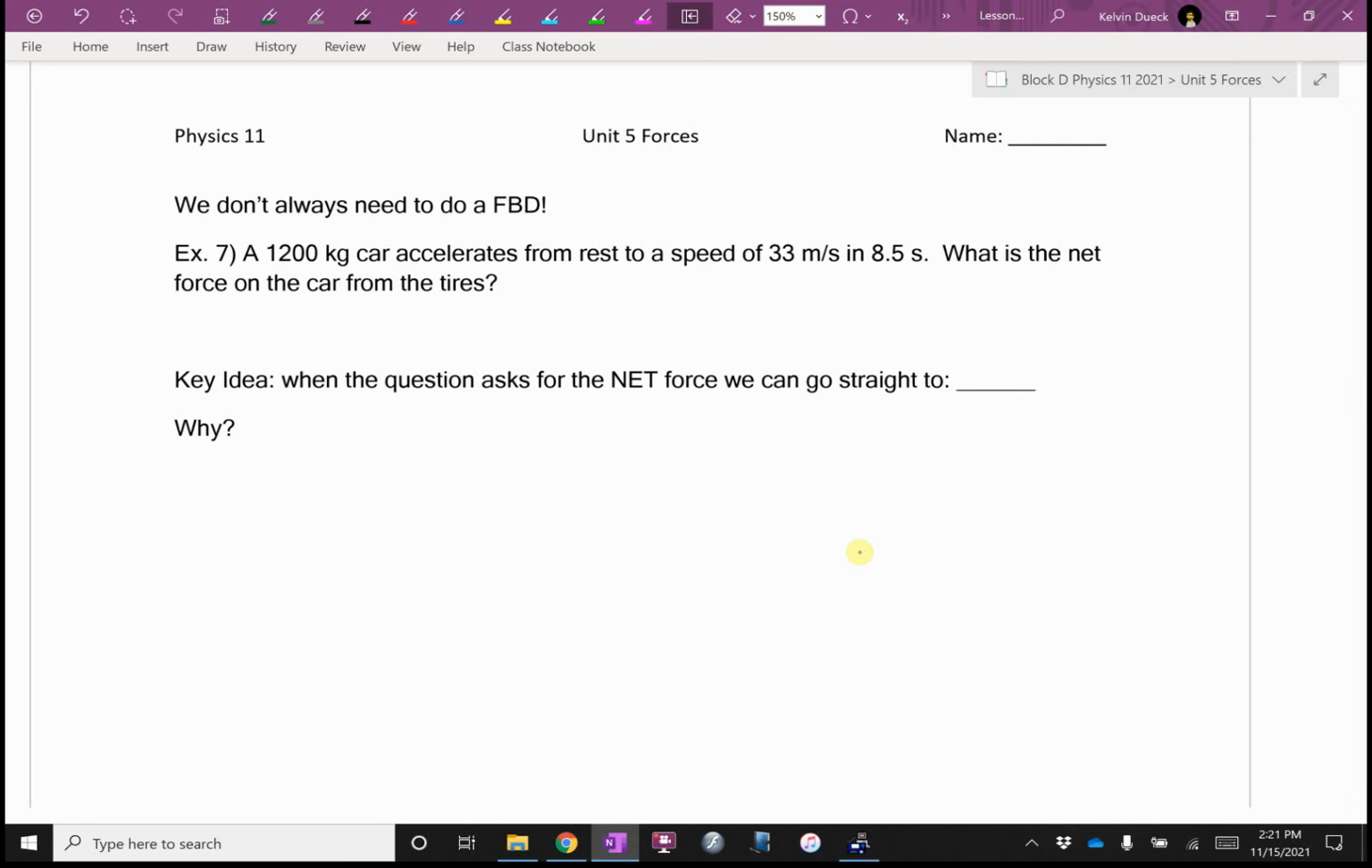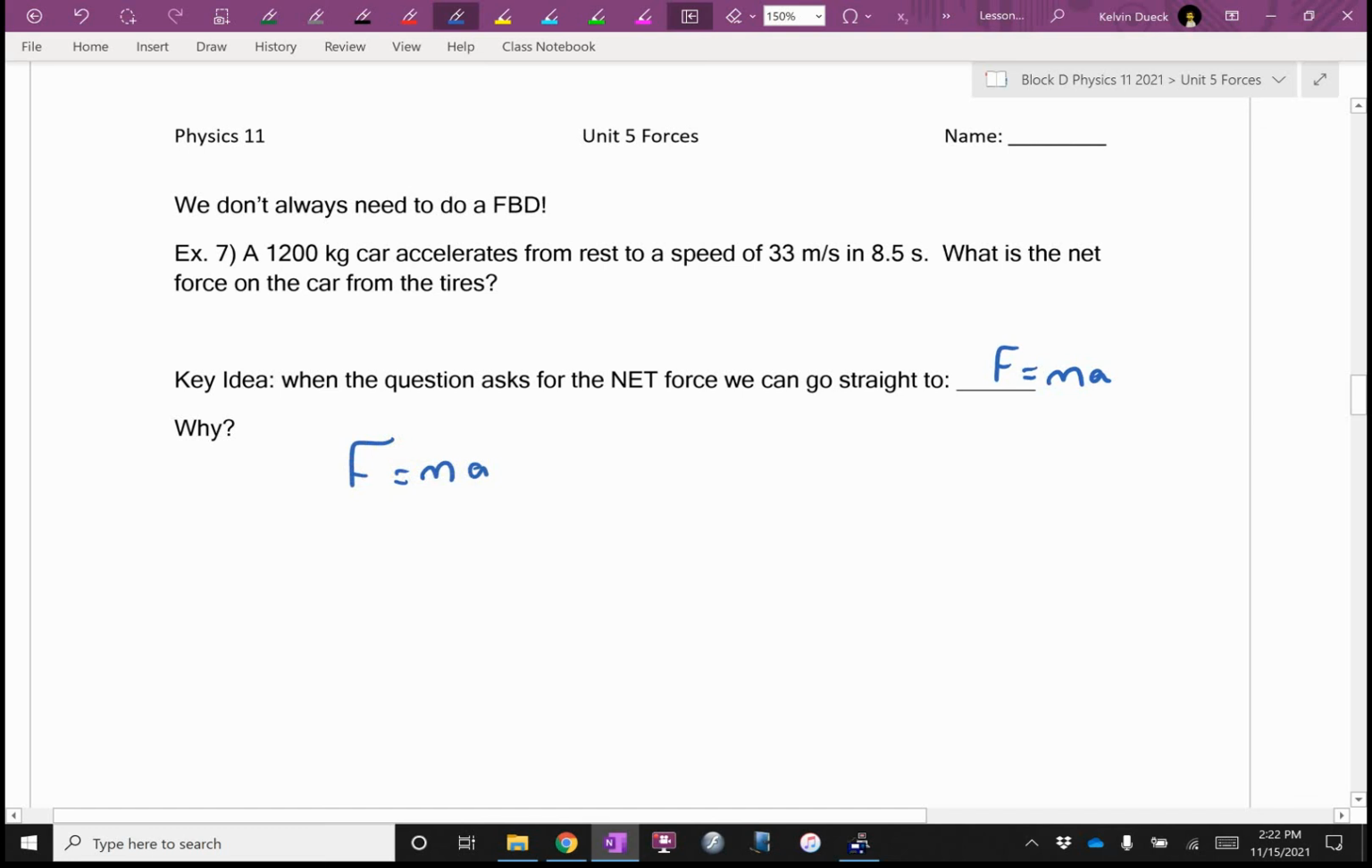Dan, if you look at example 7, what's example 7 asking me to find? The what force? Everybody, what force? If it ever says the net force, you can go straight to F equals ma. That's physics code for, I've done the free body diagram already. The numbers that you're getting are after we've done our winners and losers. So what does this want us to find? The net force. I can go straight to F equals ma.